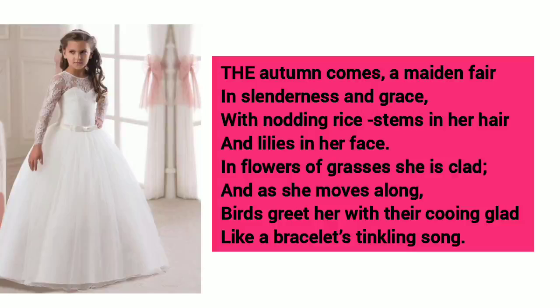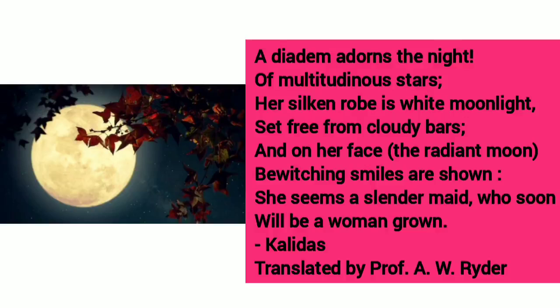Now they are going to describe the night time, how night looks. Okay, a diadem adorns the night of multitudinous stars. Okay, what do you mean by diadem, student? Diadem is a crown. Okay, so that girl is wearing a crown that adorns the night. That crown is actually shining in the night. Okay, of multitudinous stars. Multitudinous is the one which cannot be counted, uncountable stars.